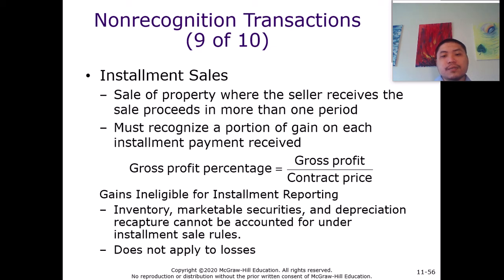And this installment sale rule does not apply to all of the properties, all of the assets. For example, inventory, marketable securities, and depreciation recapture properties cannot be applied to installment sale transactions, right?